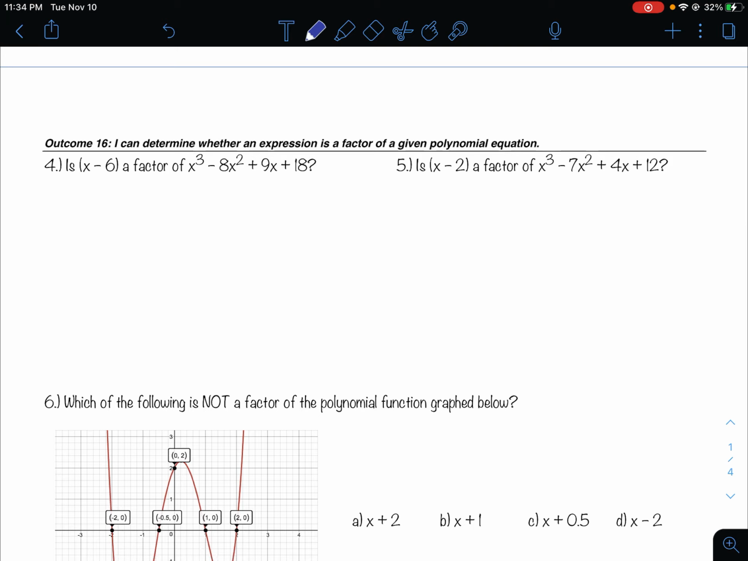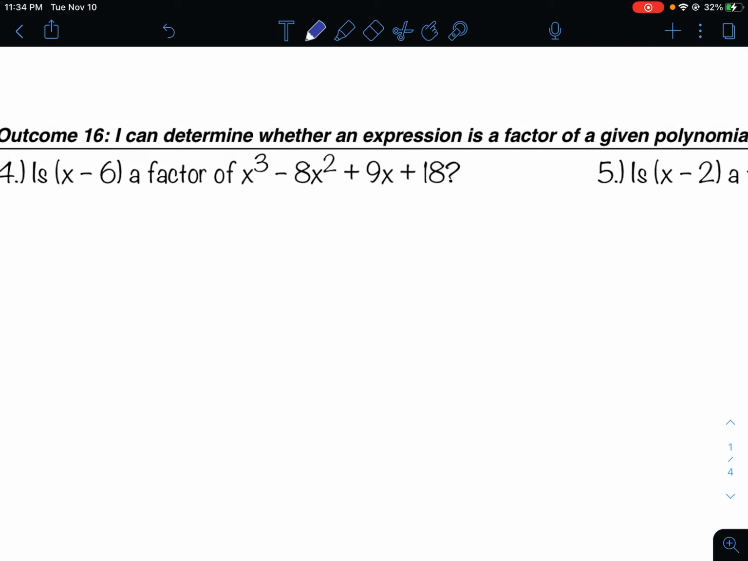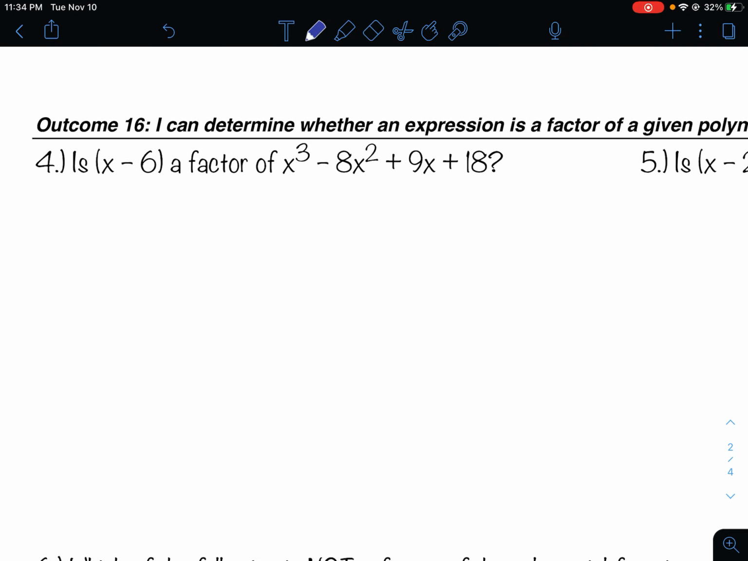Moving on to outcome 16. Outcome 16 is being able to determine whether or not an expression is a factor of a given polynomial. When we talked about this, you have to remember what factors are. Factors are things that go into a number evenly. So, for example, 4 is a factor of 12 because 4 goes into 12 evenly. So if we're thinking about polynomials, the question is asking, is x minus 6 a factor of that polynomial? Well, you have to ask yourself, if I divide it, then it should go into it evenly.